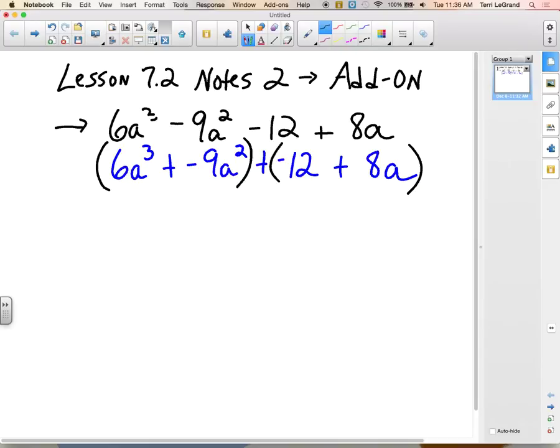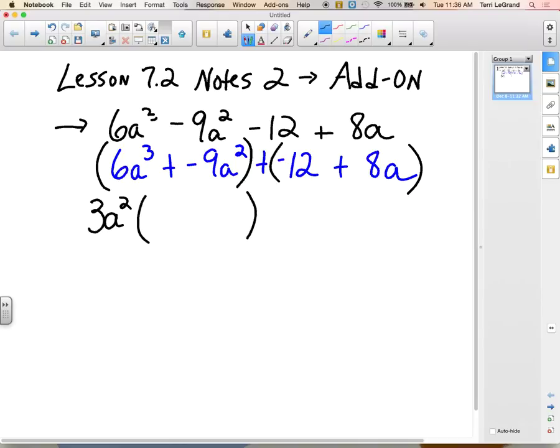A cubed and a squared. What would be the largest number of a's we could divide out of those? A squared, right? Thank you for raising your hand. So we now have a 3 that we factored out, and an a squared we said can be factored out. So that's our GCF of that first group. So 3a squared.